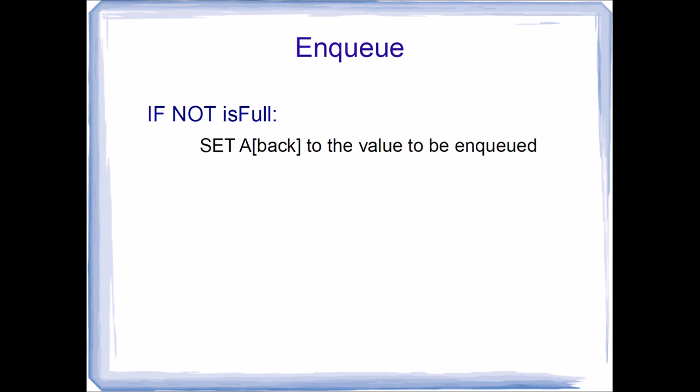Okay, what about enqueue? This is the operation for adding a value to the end of the queue. So first thing we're going to do is check to see if the queue is full or not. If it's not full, then we have room to add another value. So what will we do? We'll set A of back to the value to be enqueued, where A is the array we're using to store the values for the queue.